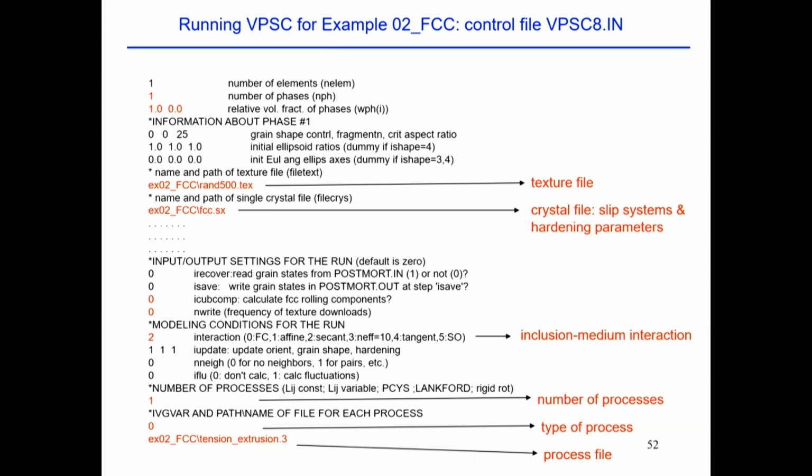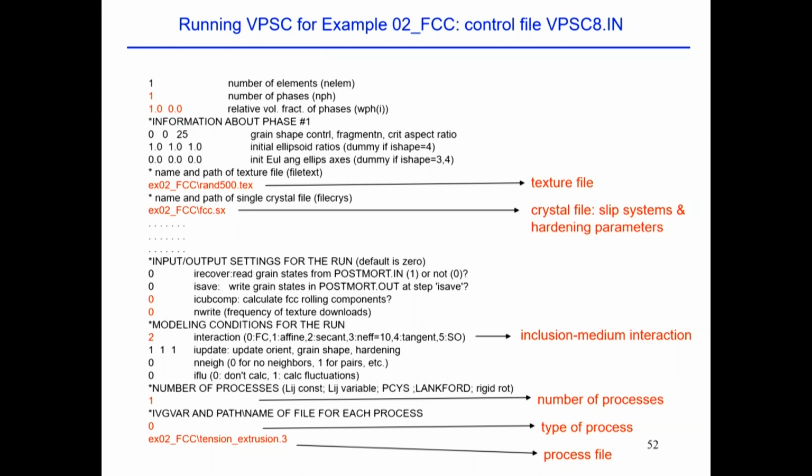As I said, the code will always write texture at the end of a process. That is what the 0 stands for. The zero is my default. But you can write texture every 20 incremental steps or 30 incremental steps, and the code will tell you how the texture is evolving. You can plot that.